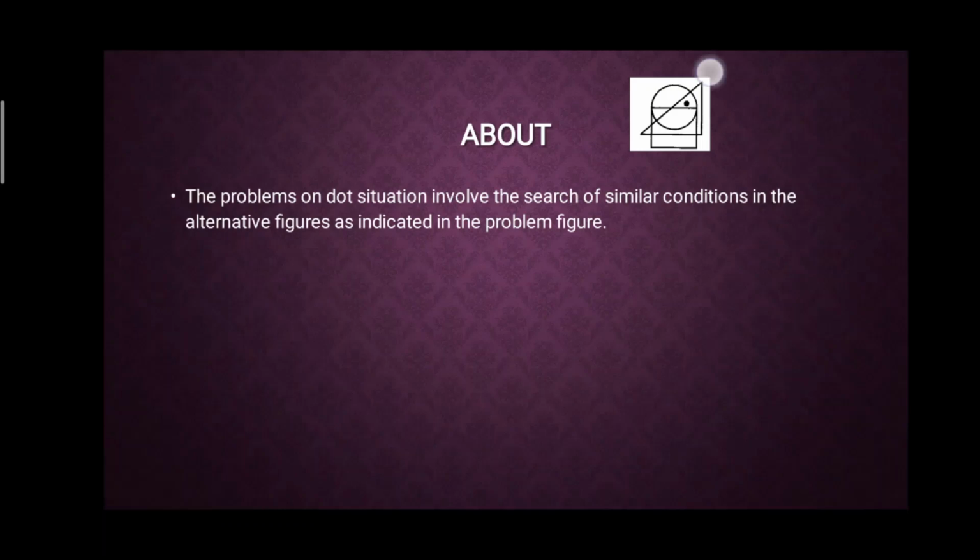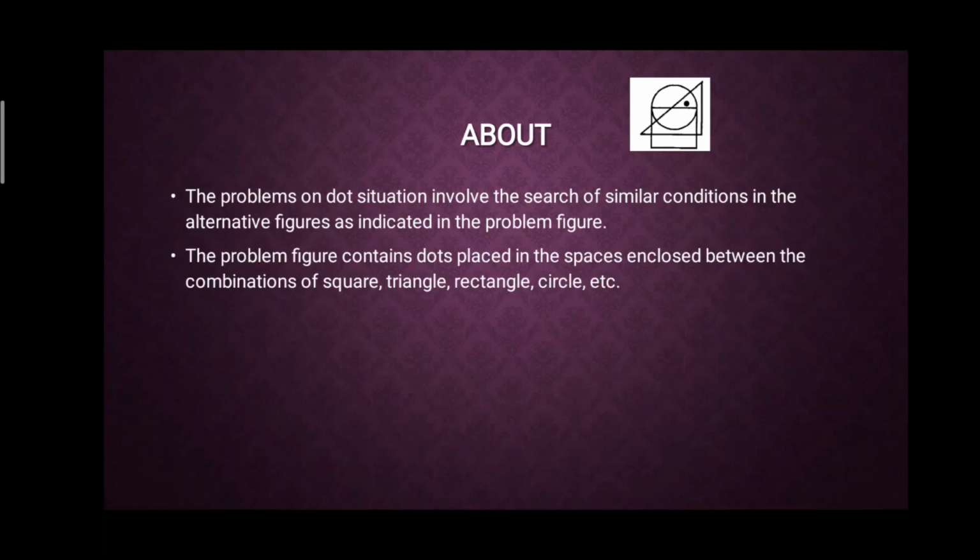For example, as you can see in this figure, a dot is given in the figure which is inside the circle and the triangle but outside the square. Similarly, certain problem figures will be given to you, with a combination of squares, triangles, rectangles. Some figures will be there in which the dots will be present.